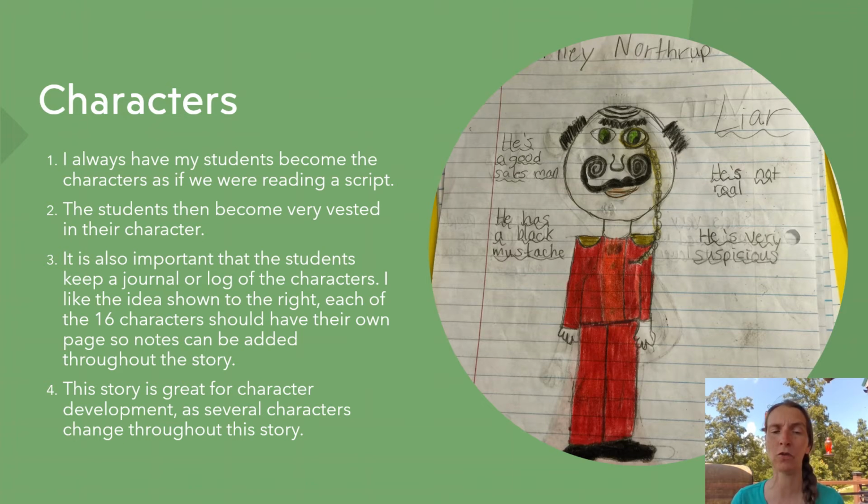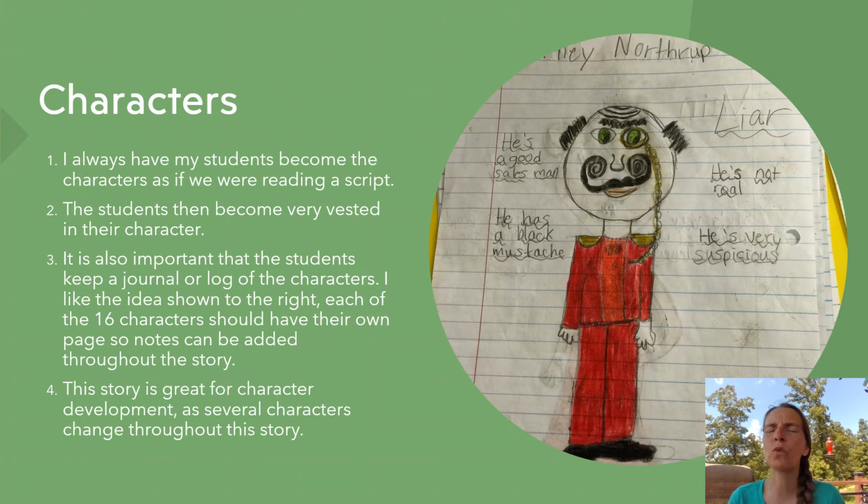I also have my students log about their characters, so a journal entry. I have done it a multitude of different ways, but this year what I intend to do is more like you see in the image to the right with Barney Northup, because it gives the students the opportunity to be a lot more creative. I think this will be a really cool way to do that. Each of the 16 characters needs a spot, so you might divide the paper in half and do 2 characters on each page. A reading journal is a really great way to have them keep track.